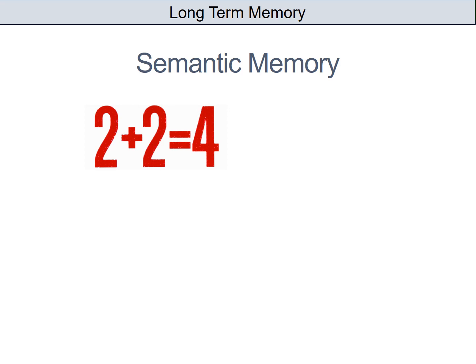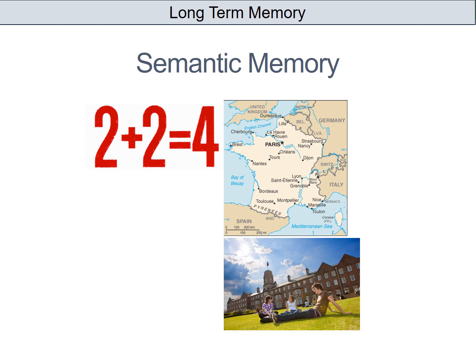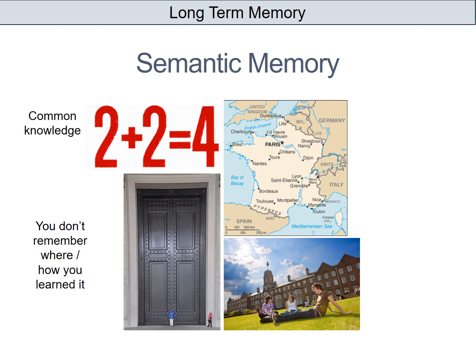Now semantic memories are memories for things like factual knowledge, so maths equations or geography, or knowing that university is the next stage of education after A-levels, or even simple things like knowing meanings of words such as what a door is. So this is common knowledge, and you very often don't remember where you learned it or how you learned it. It's also not associated with an emotional response.